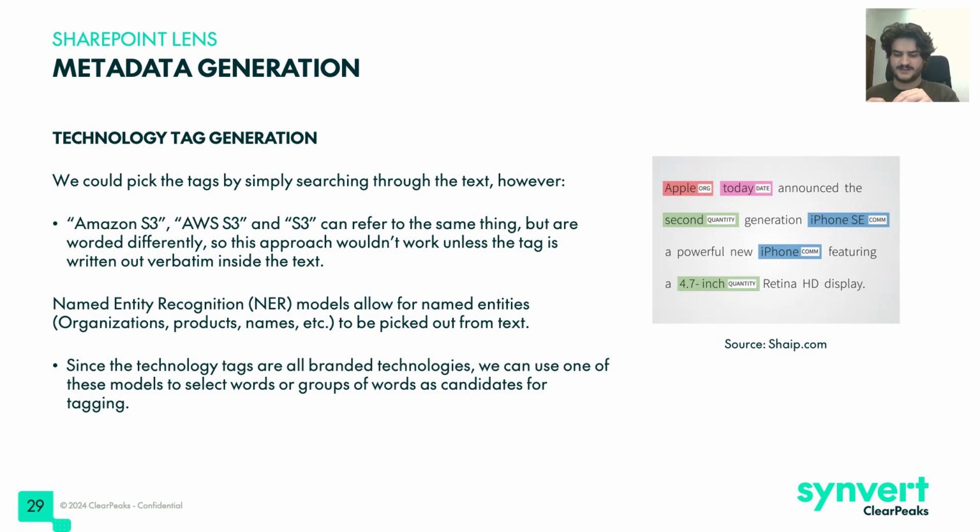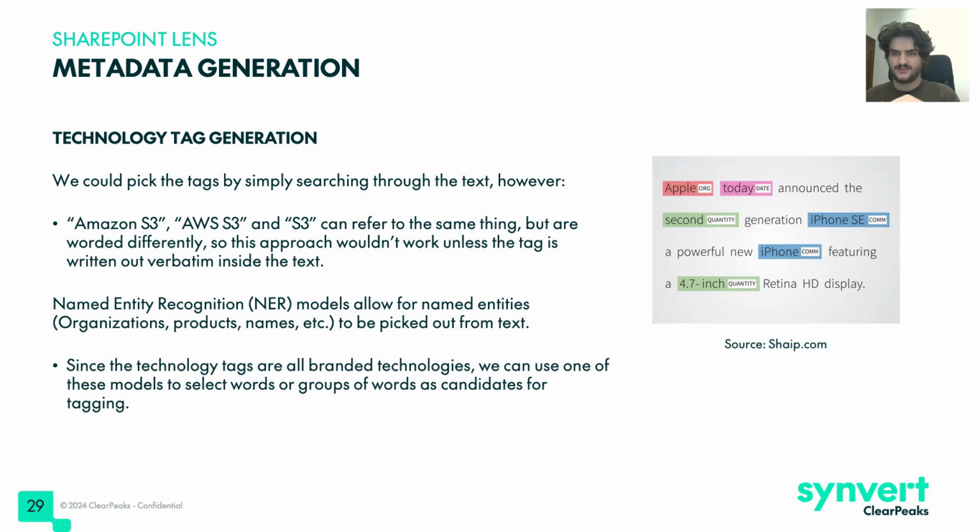But the problem with this is that it's not always written the same way. So the example I show here is with Amazon S3. You could write out the same service as Amazon S3 or AWS 3 or just S3, and it applies to the same concept. But if you just search for the tag in the text, all these three are not going to show up because it's not written exactly in the same way.